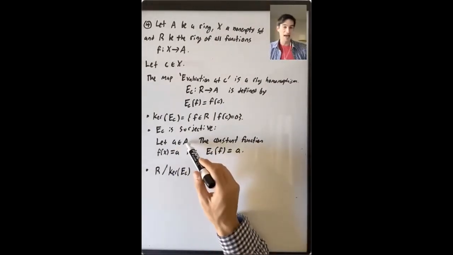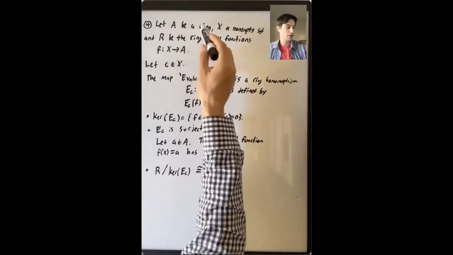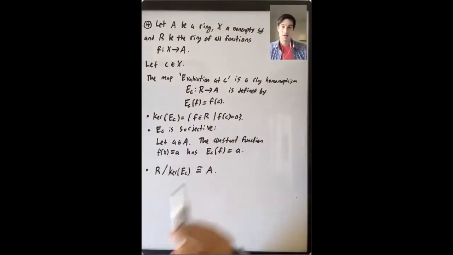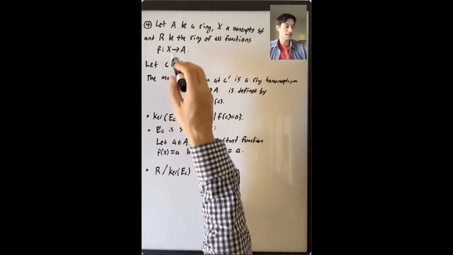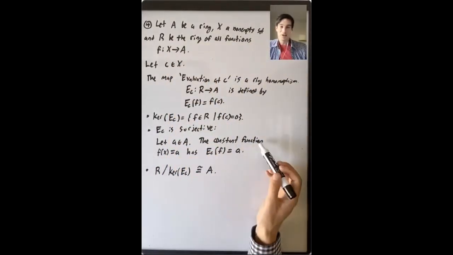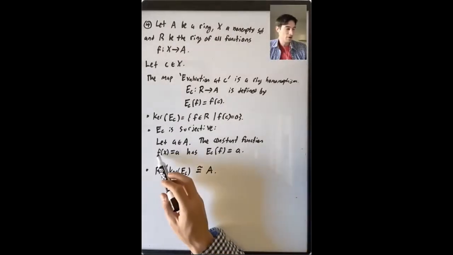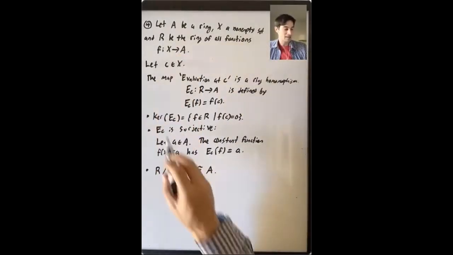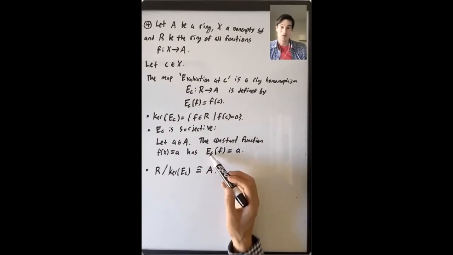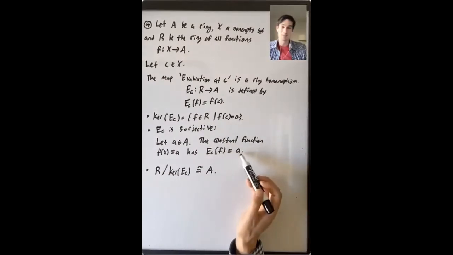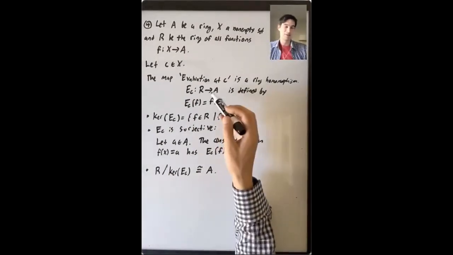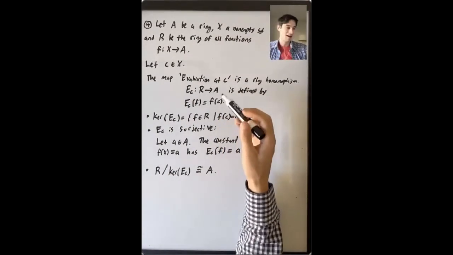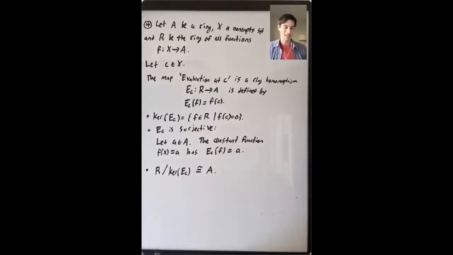If you take any a in the ring A, you need to find a function from X to A so that when you evaluate at c, you get this little a. And you can always just take the constant function, which sends anything in X to a. And there you evaluate at c and you get a. So you can check that this really is a homomorphism of rings. I'll leave the details to you.